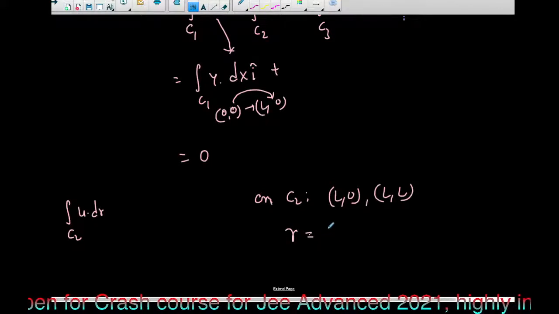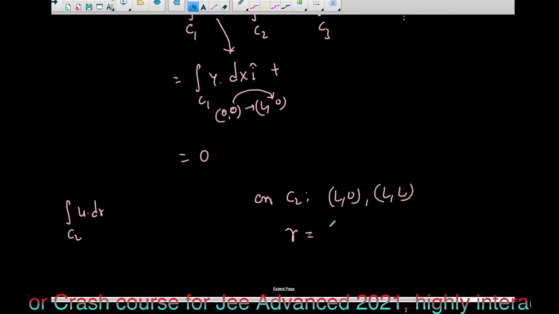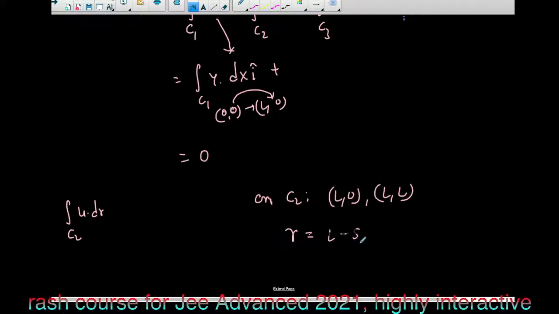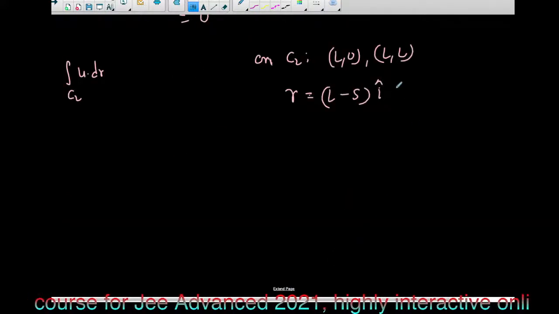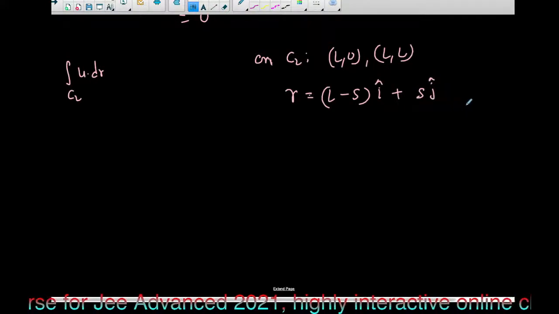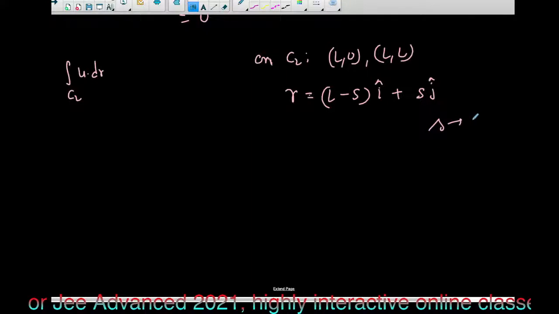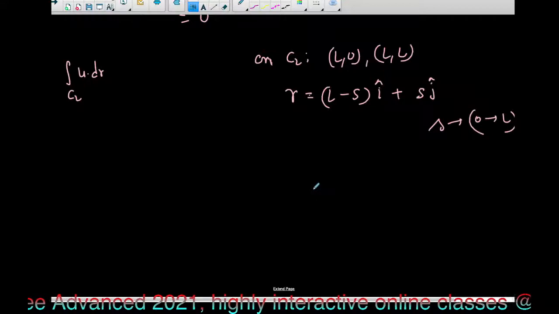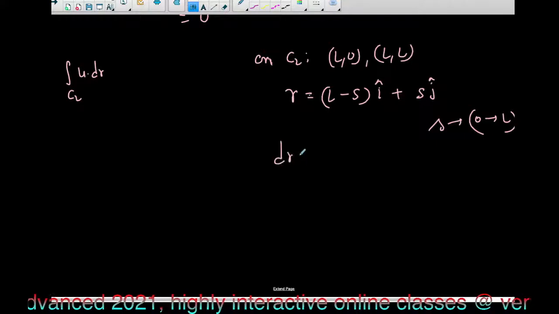So if you parameterize that curve, then what is r? Let's say r equals L minus s i, plus s j, whatever the position of s is, where s goes from 0 to L. You can see 0 to L over here, right? So what do you say about this one? So 0 to L, so that dr will become dr.